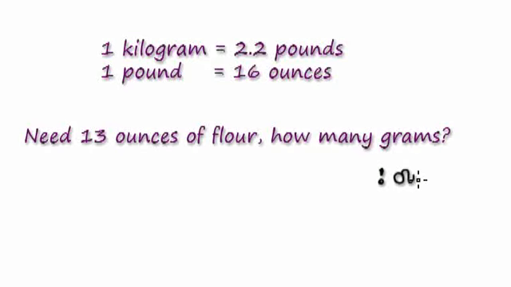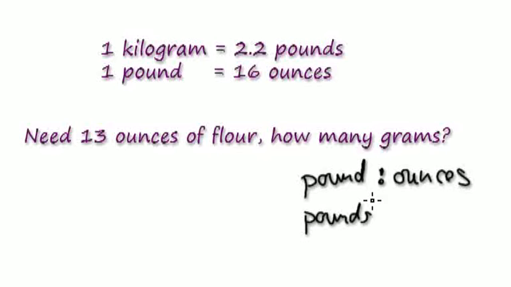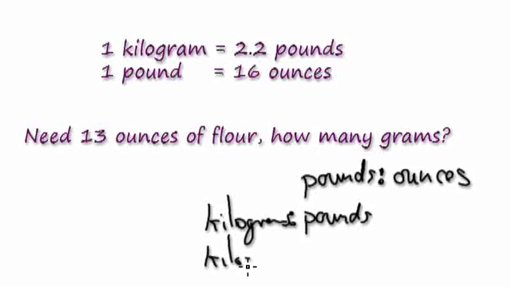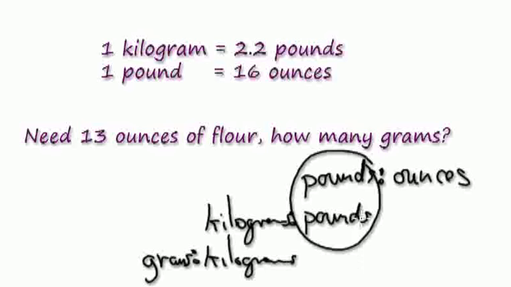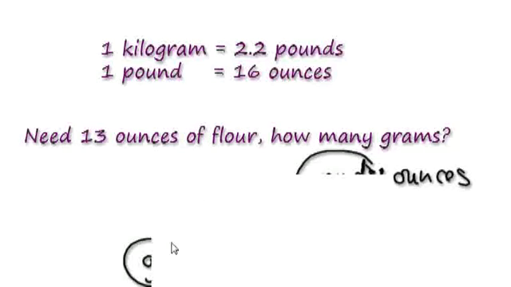We've been given ounces, and then we would need to jump to pounds. And then from our pounds, we will need to jump to our kilograms, and then from our kilograms, we will need to jump to our grams. So we started at ounces, then jump to pounds, then kilograms, then to our grams. That's the aim.